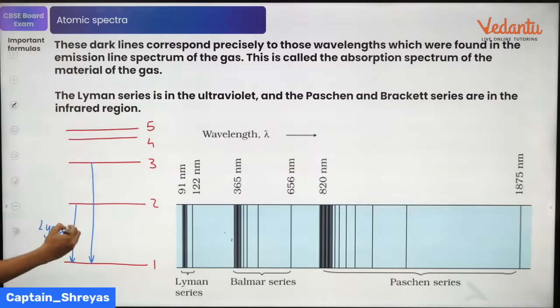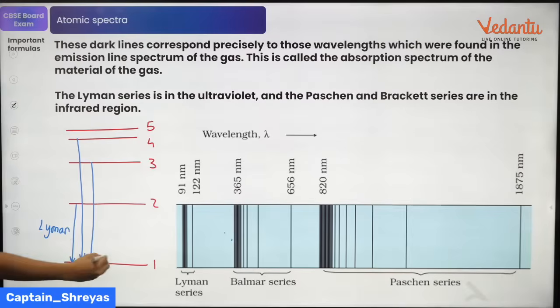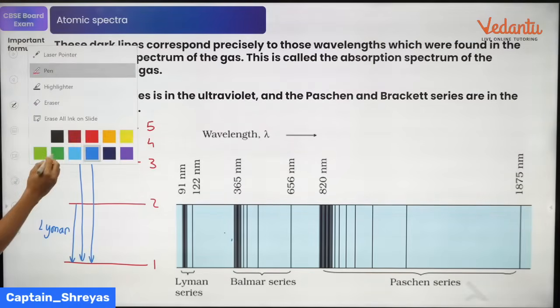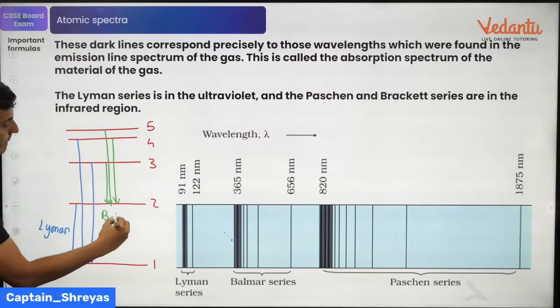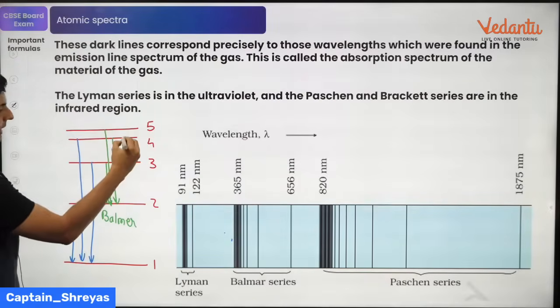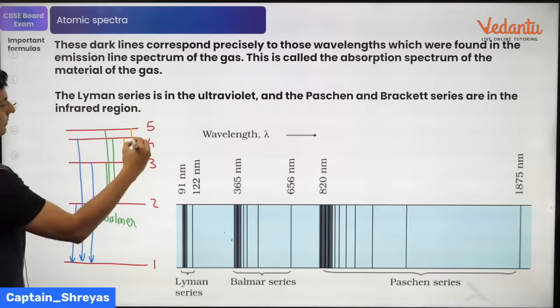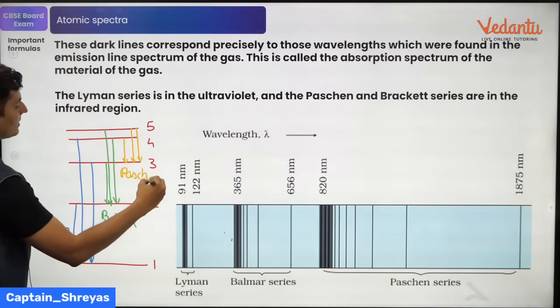Anything that comes to your first shell, that is your Lyman series. Then here, if you get transitions like this, that is called Balmer series. Similarly, if you get transitions like this, Lyman, Balmer, and then you have Paschen series.